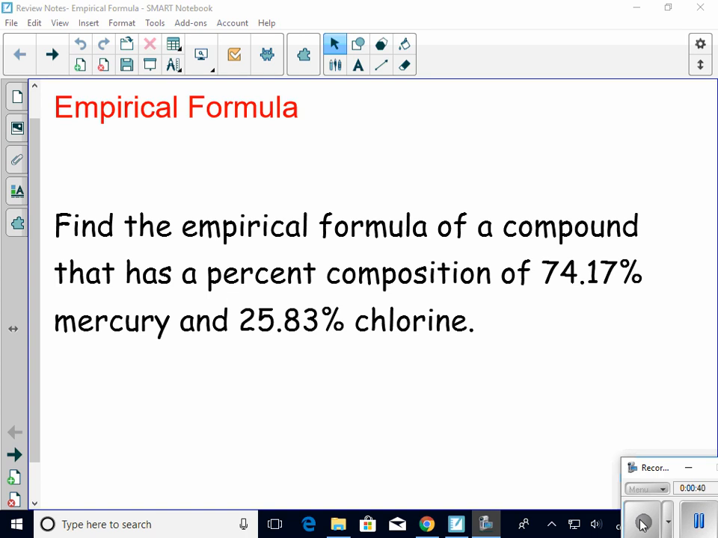Could something be both an empirical and a molecular formula? Absolutely. It could be both. So keep in mind that just because we have something, I believe I've seen one that was C6, very similar to glucose.